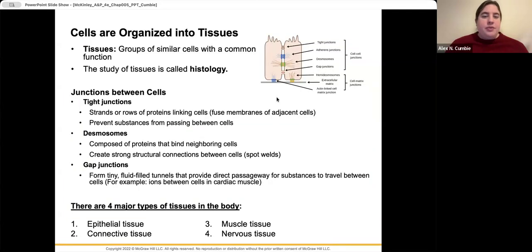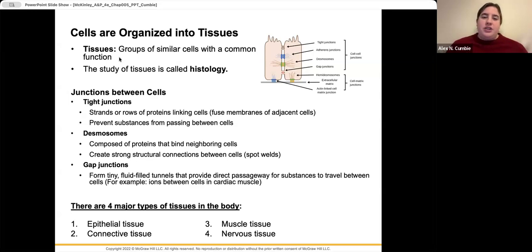So, as promised from the previous chapter, we had briefly mentioned the junctions between cells and how cells become tissues. I want to review it again. So, that's what this introduction slide is here.